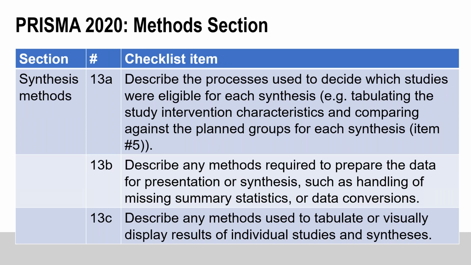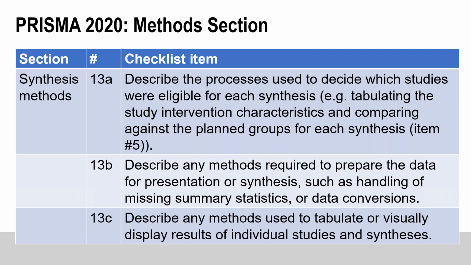And then we come to a set of 6 sub-items on synthesis methods, essentially breaking down the process, knowing that there's quite a lot of steps that are involved in synthesizing data from included studies. And so first off, we ask people to describe the processes used to decide which studies were eligible for each synthesis, such as tabulating the intervention characteristics and comparing them against the groups that you identified earlier on in the review. Then describe any methods required to prepare the data for synthesis, such as handling any missing statistics.